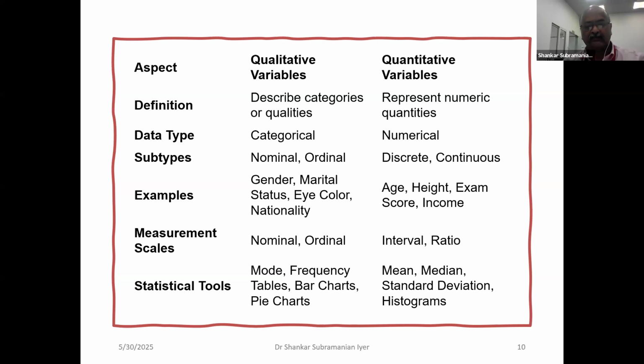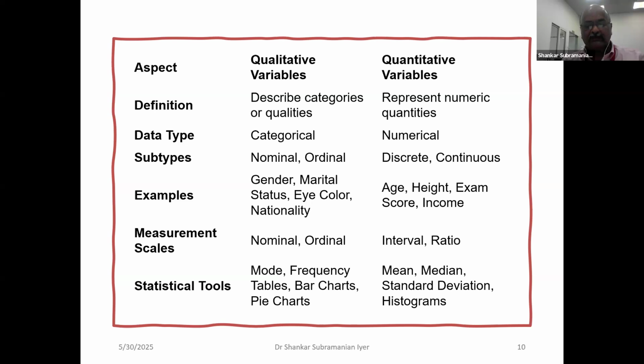Examples for qualitative: if you're looking at gender, for example male, female, you're looking at separate things, so it's a category. Marital status, such as married, divorced, or married with children. Eye color, for example blue, green, or black. Nationality is another example. In quantitative, examples are age, height, exam score, income. These can be discrete, continuous, or both.